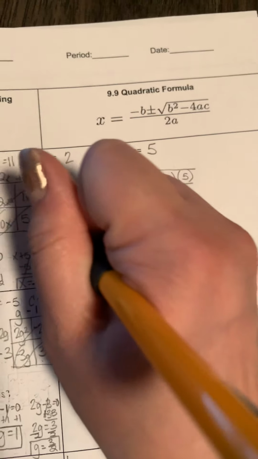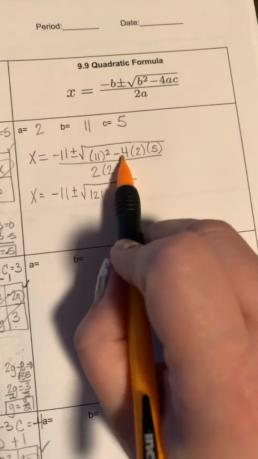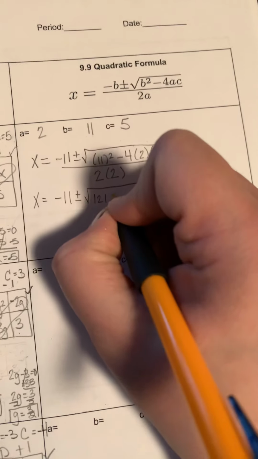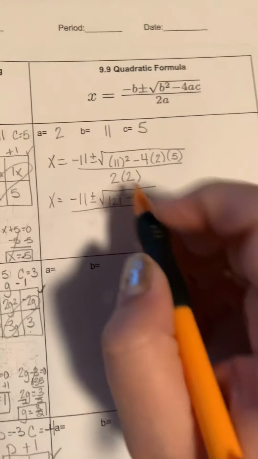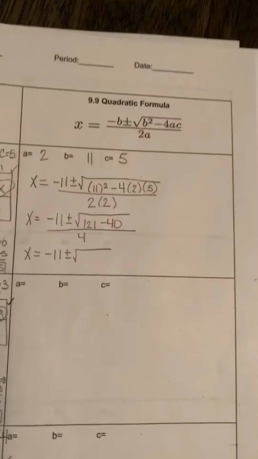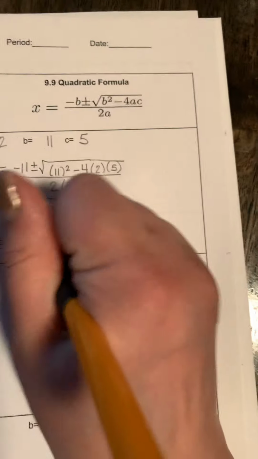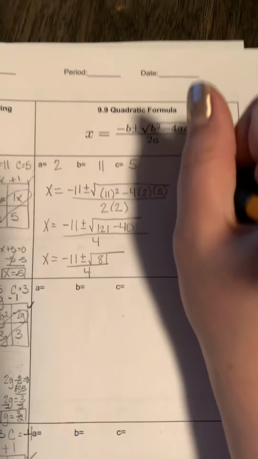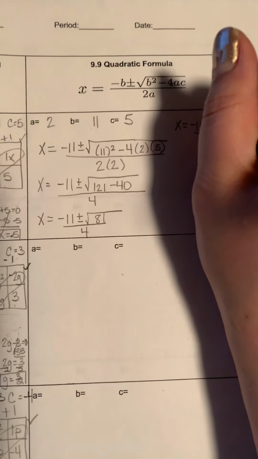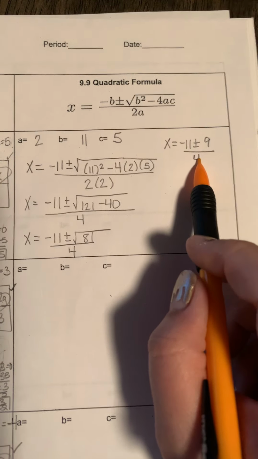Start simplifying this. x is equal to negative 11 plus or minus square root 11 times 11, 121. Negative 4 times 2 is negative 8. Negative 8 times 5, negative 40. All divided by 2 times 2 is 4. x equals negative 11 plus or minus square root 121 minus 40, 81. x equals negative 11 plus or minus square root of 81 is 9 over 4. First equation, negative 11 plus 9 divided by 4. Second equation, negative 11 minus 9 divided by 4.